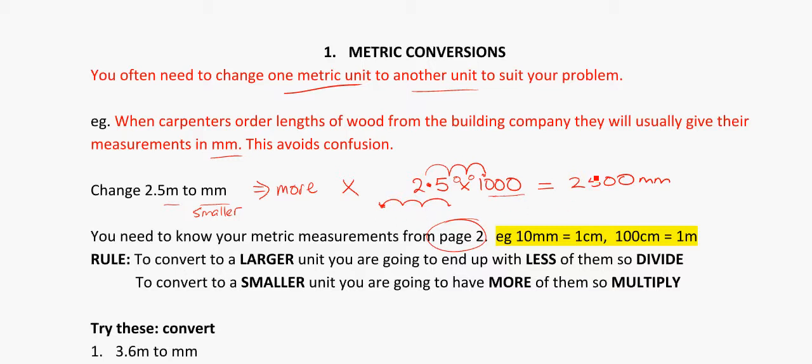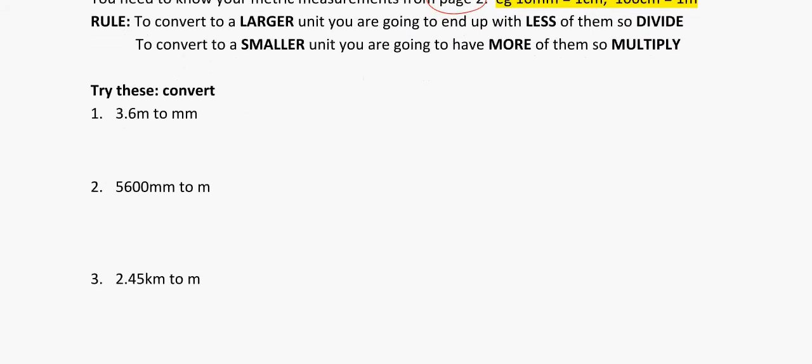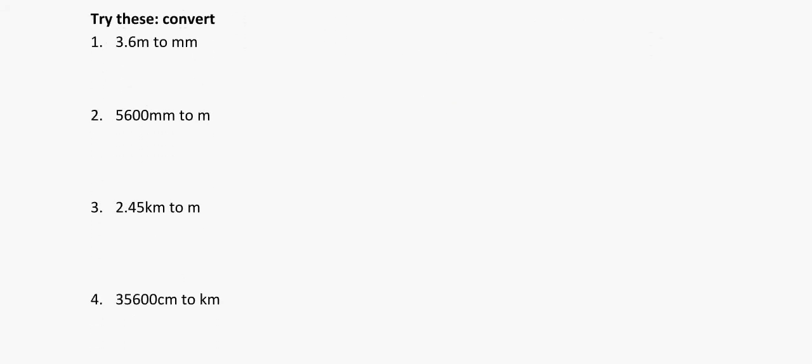So, let's have a look at some of these. Let's move it down. Okay, we want to convert 3.6 meters to millimeters. So we're changing to a smaller unit, and so we're going to have more in our answer, and so we know we have to multiply. 3.6 times what? How many millimeters in a meter? 1,000. And we get 3,600 millimeters.